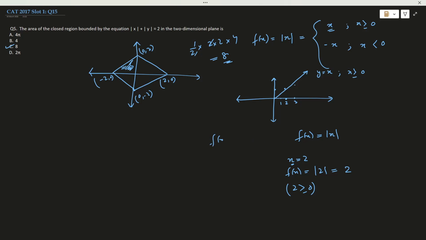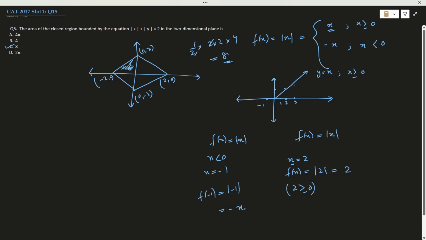Now when x is less than 0, say x equal to minus 1. When x equal to minus 1, what will be mod of minus 1? F of minus 1 will be equal to minus x, right? What is x? X is minus 1. So minus of minus 1 equal to 1. That means when I give the input x as minus 1, I am getting the answer 1.